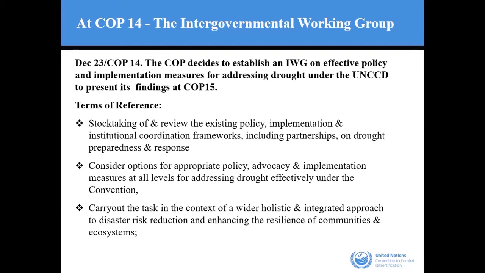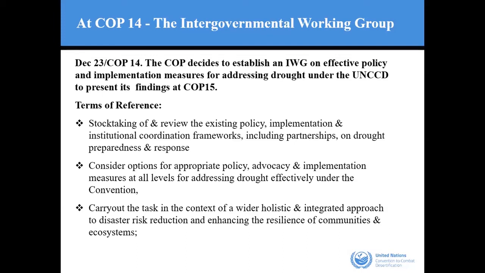So what they are doing at the moment is, first of all, stock taking and reviewing existing policy. What do we have? What are the implementation and national coordination frameworks? What kind of challenges do we have? What are the partnerships that exist on drought? And how can we come up with appropriate policy, advocacy, and implementation measures?